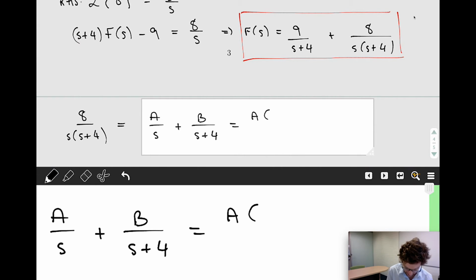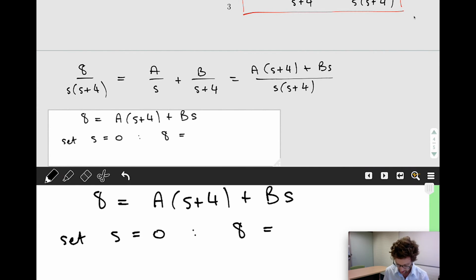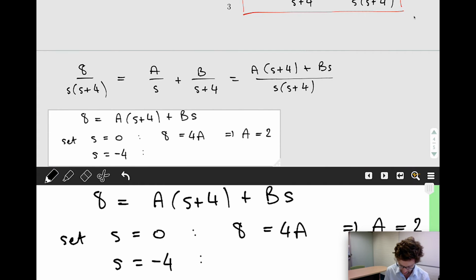So that gives me 8 is equal to a times s plus 4 plus b times s. That has to be true for all values of s. So I can set s is equal to 0, for example, to get 8 is equal to a times 4, which gives me a is equal to 2. Or I could set s is equal to minus 4 to get 8 is equal to minus 4b, excuse me. And that implies that b is equal to minus 2.